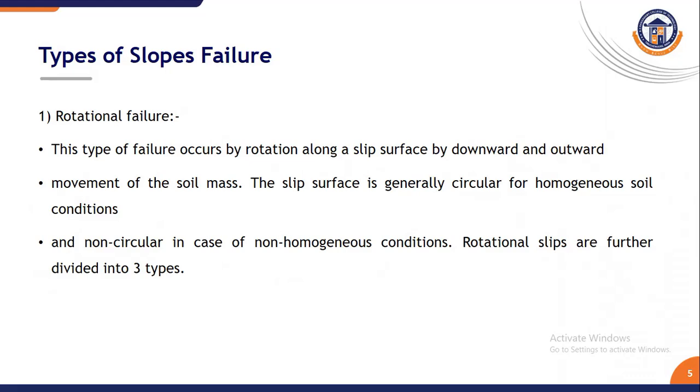Then the next one is the types of slope failure. Rotational failure occurs when the soil mass moves along a curved slide or slip surface. The movement is downward and outward, and the slip surface is usually circular in homogeneous soil. In non-homogeneous soil, the slip surface may be non-circular. Rotational failure is common in cohesive soil such as clay.